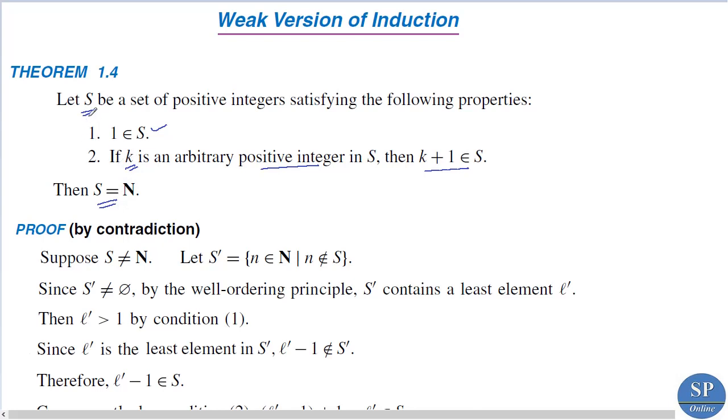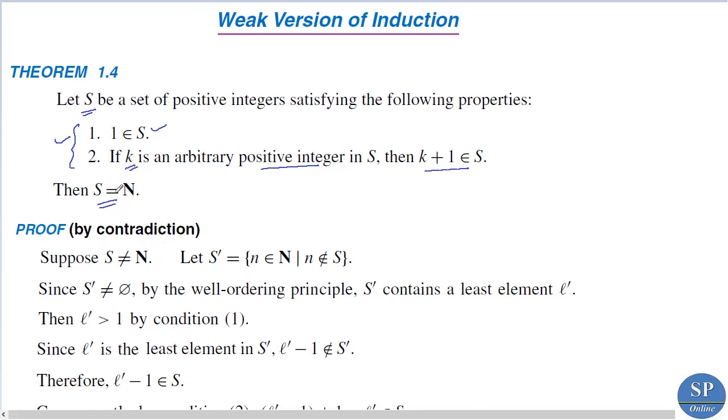That is, the theorem says that let S be a set of positive integers satisfying these two conditions. First condition is 1 belongs to S, and the second condition is if K is any positive integer in S, then K plus 1 also belongs to S. And if these two conditions are satisfied, then the set S is nothing but the set of natural numbers. That is the theorem. So we can prove this by contradiction.